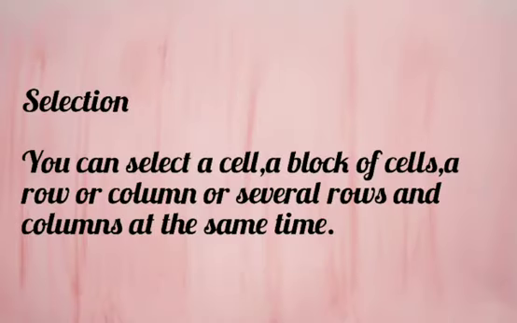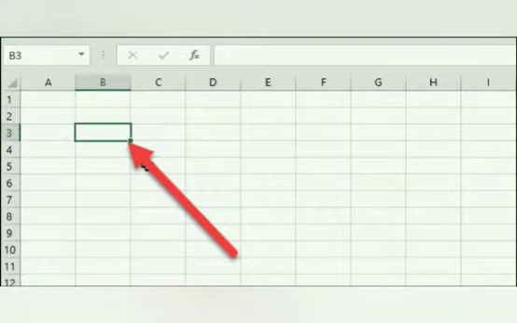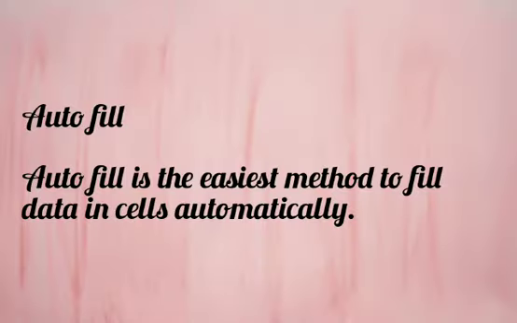Selection. You can select a cell, a block of cells, a row or a column or several rows and columns at the same time. When you select a cell, a black border will appear around a cell indicating that it is an active cell.